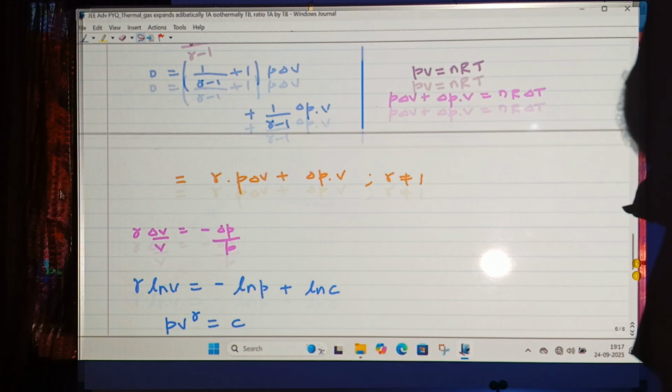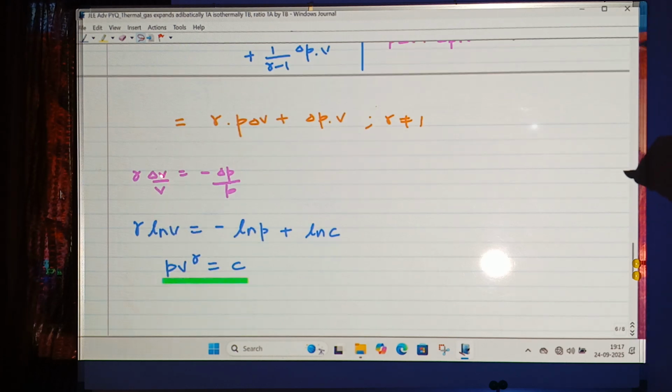So this we can integrate both the sides. The integral of dV by V is ln V and the integral of dP by P is ln P, and there will be an integration constant. That integration constant we can write as ln C. So this is gamma ln V, and if we take it on the right side, it will become ln P plus ln V raised to the power gamma. That can be written as ln of P into V raised to the power gamma. That's equal to ln C. From this, I get P into V raised to the power gamma equal to C. So for adiabatic process, this relation is valid. P into V raised to the power gamma is constant.